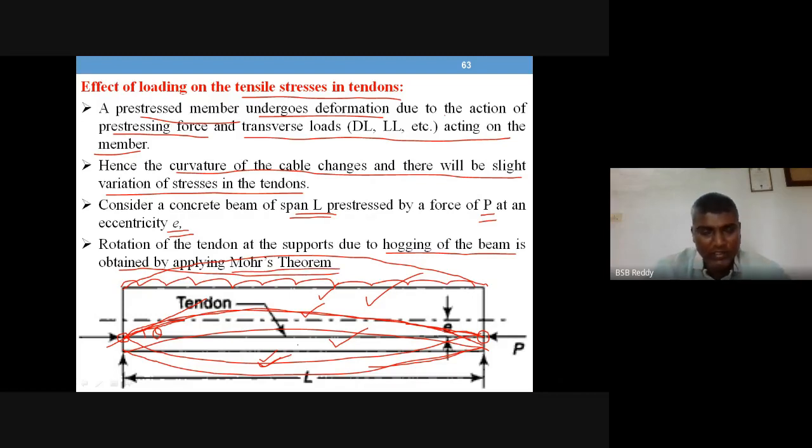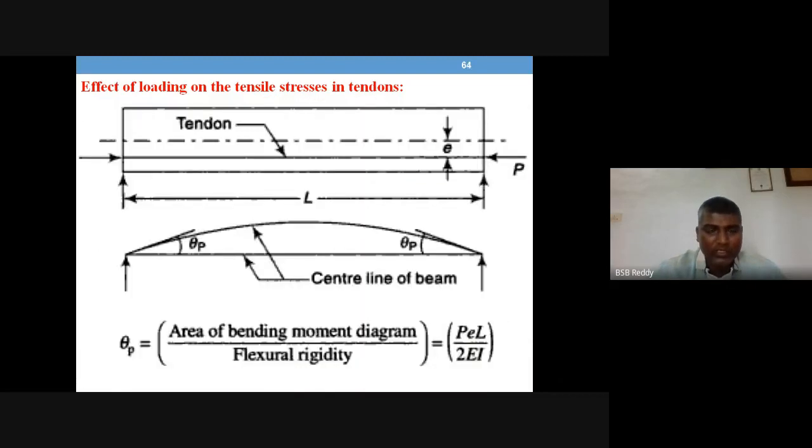You can use any concept that you have used earlier to calculate slope and deflection of a member. There are other methods like the double integration method, area moment theorem or Mohr's theorem, the conjugate beam method, or a graphical way of finding it. So there are ways to find slope and deflection of a member. Here we are using Mohr's theorem 1 and 2 for getting the slope of the tendon. Here the tendon is plotted along with the initial diagram. So this is the slope that you want.